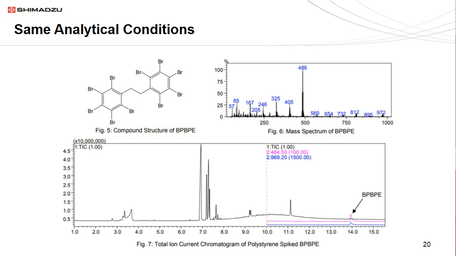And using the same exact conditions, using our scan and SIM mass spec method, we were able to detect this and have the ability to quantify any of the brominated flame retardants using the exact same analytical conditions as the PY screener, making it your one-stop shop for RoHS compliance.